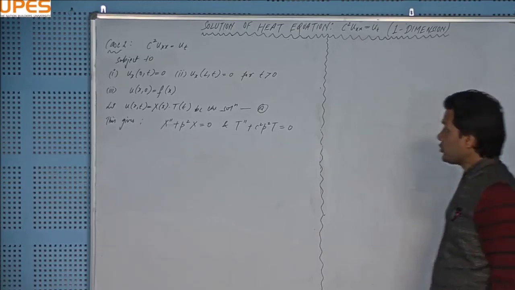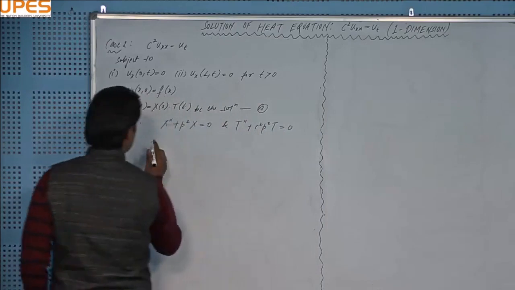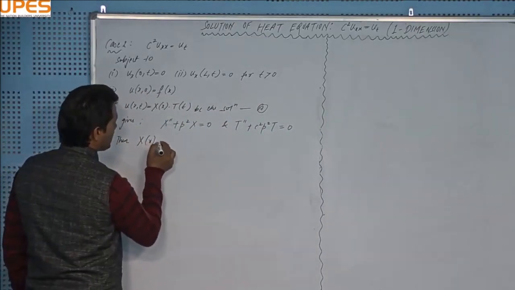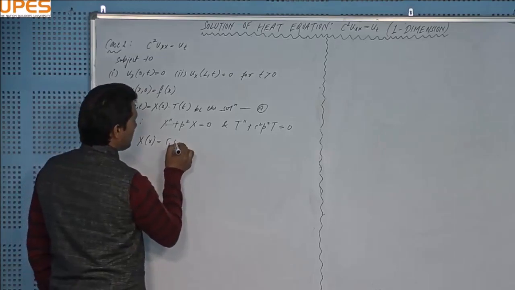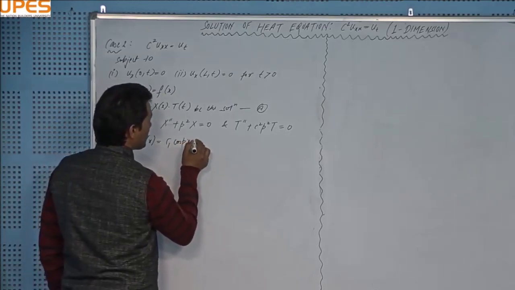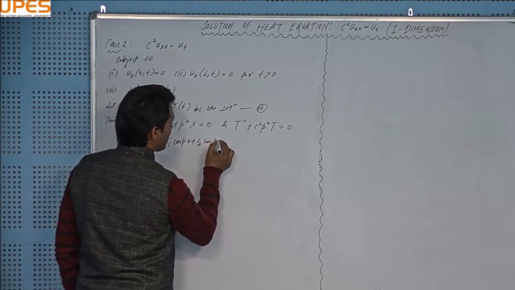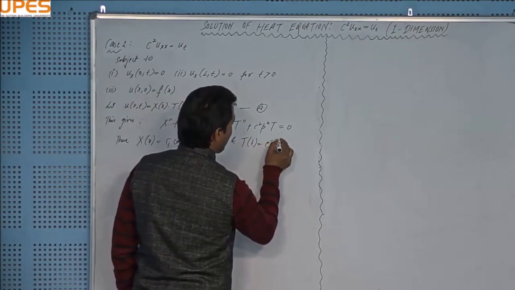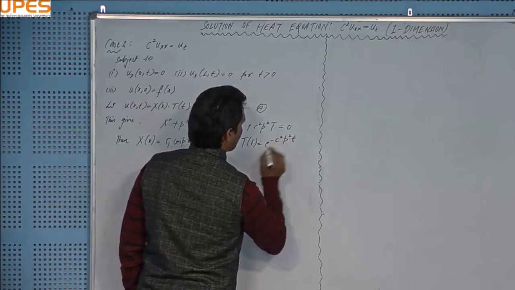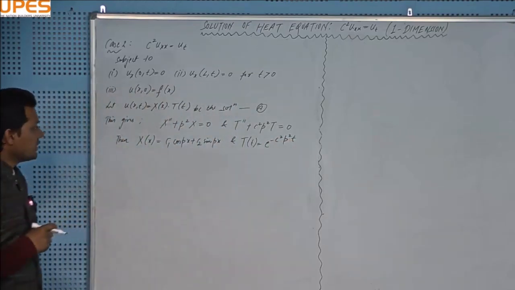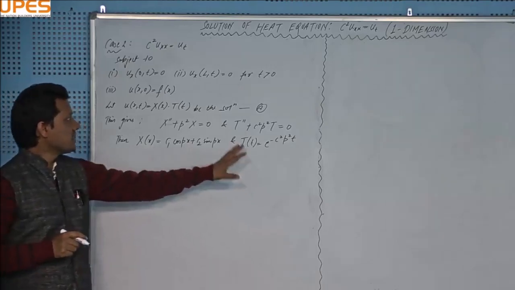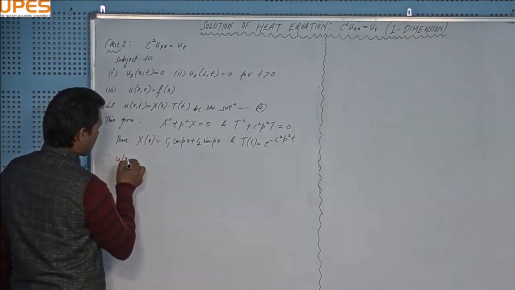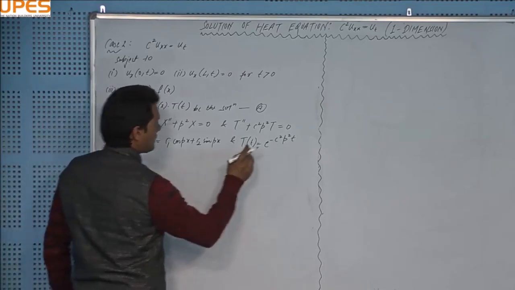Then I got two solutions. One was X as a function of x: I got C1 cos px plus C2 sin px, and from here I got T(t) equal to e to the power minus c square p square t. Then I will plug these X and T in my solution. Therefore, u(x, t), I should write a constant here.